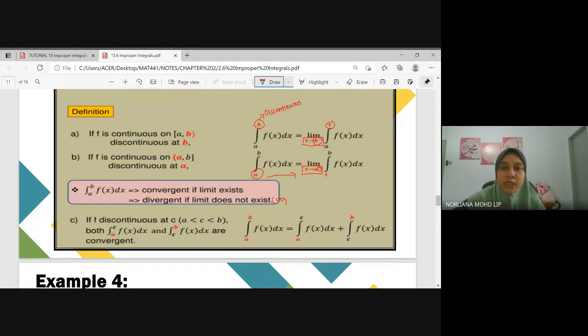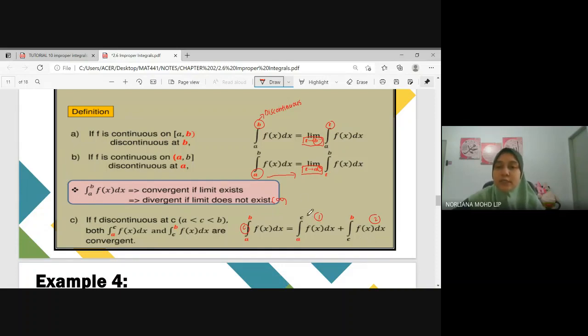Okay, see if f is discontinuous at c. C means discontinuous at the interval between a and b. Kat sini. Dia discontinuous between a and b kan kat sini. So we have to separate this integral between two parts kat sini. Part 1 and part 2 macam tadi. Into two terms lah kat sini. Between a until c, where c is the point of discontinuity, plus c until b.